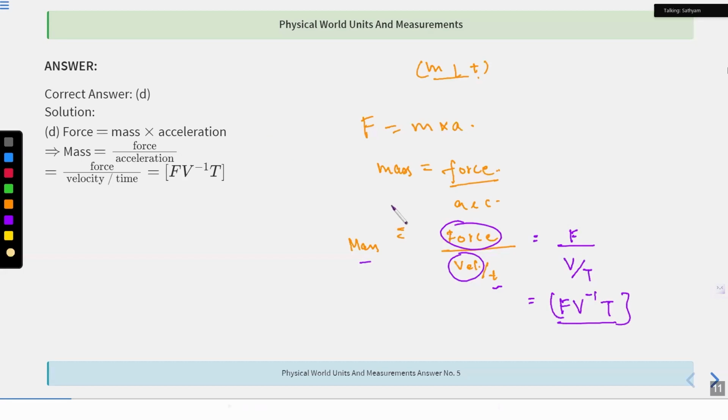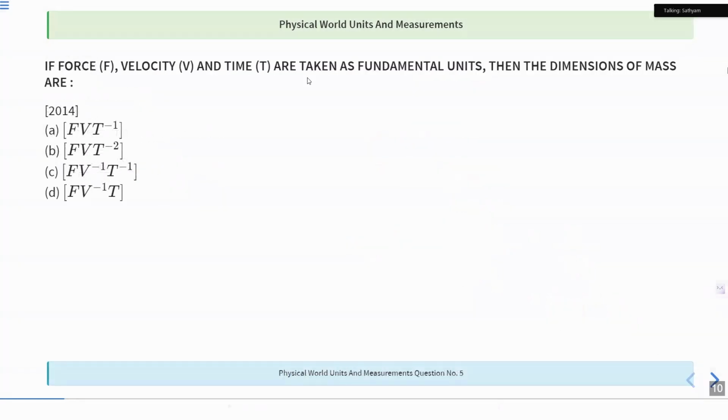Understand one thing, what they have told us. Let's come back to the question again. What they have told us is that force, velocity, and time are taken as fundamental units. See, fundamental units are the units which cannot be derived further. So I have to just leave F as F, velocity as V, and time as T. Okay, please note that. Then the dimension of mass is. So you have to derive a formula where you can see force, velocity, and time together to get mass. Okay, I hope this point is clear.